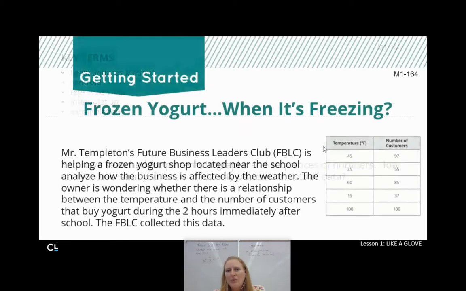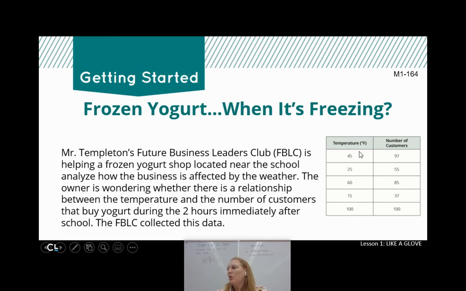So let's go over to page M1-164. We're going to talk about frozen yogurt. Mr. Templeton's Future Business Leaders Club, FBLC, is helping a frozen yogurt shop located near the school analyze how the business is affected by the weather. It's frozen yogurt, people. It's going to be affected by the weather. The owner is wondering whether there's a relationship between the temperature and the number of customers that buy yogurt during the 2 hours immediately after school. And the FBLC collected this data.